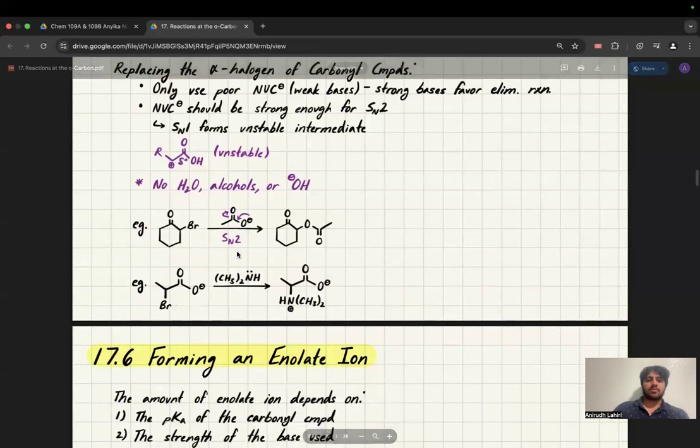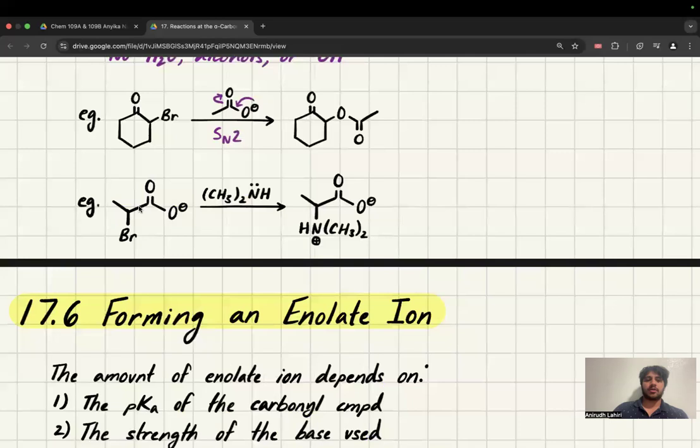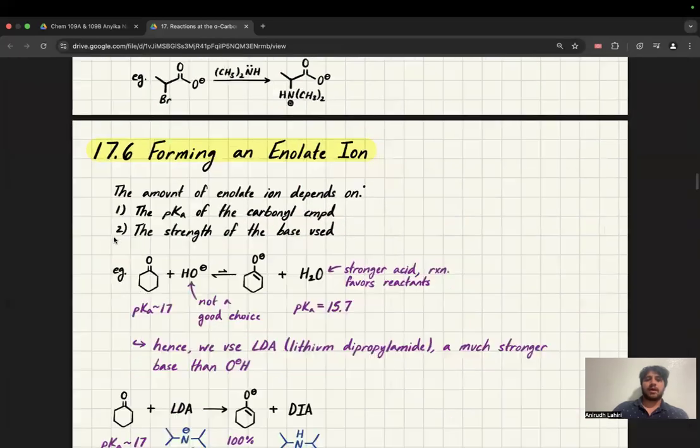Okay, cool. For this specifically, this is an SN2 reaction. So all we do is come here, we kick this off. Cool? Cool. We come here, we kick this off. All right. Forming an enolate ion.